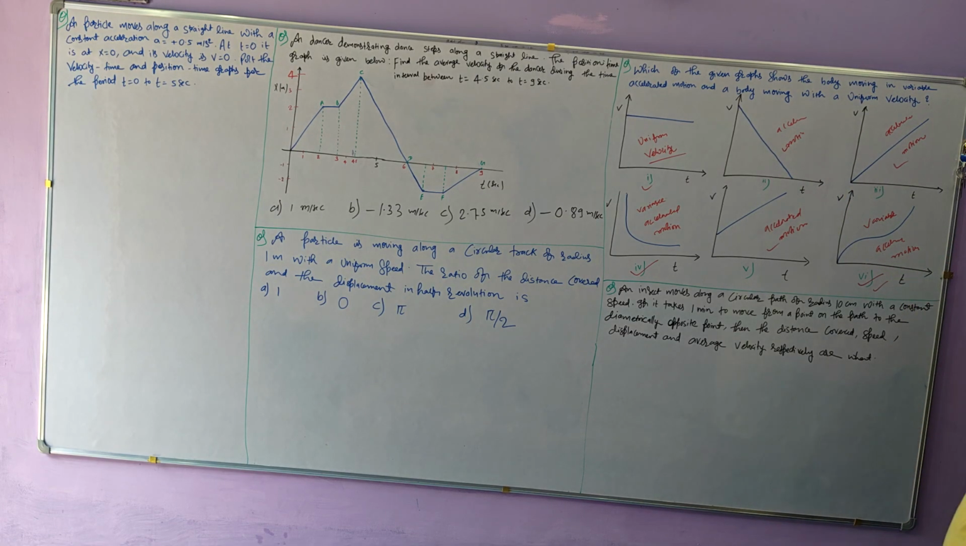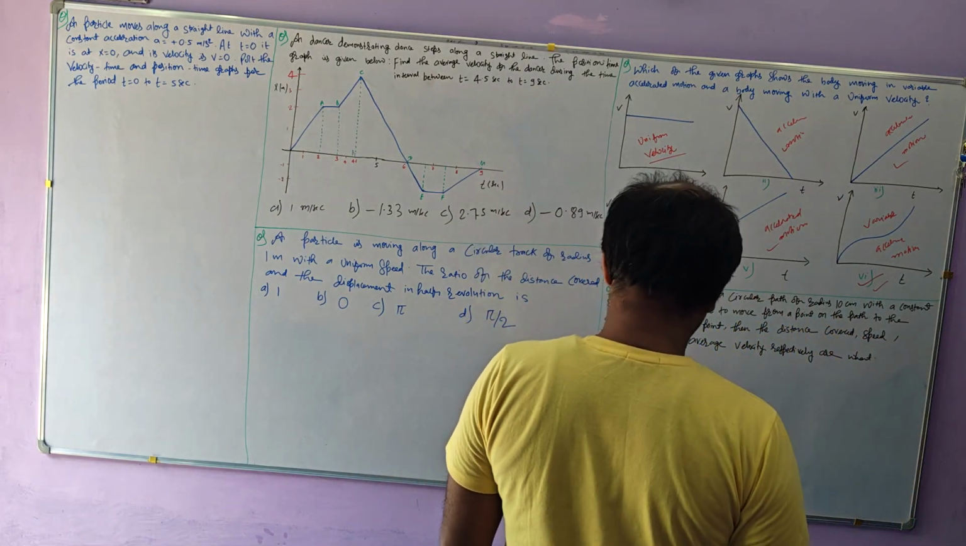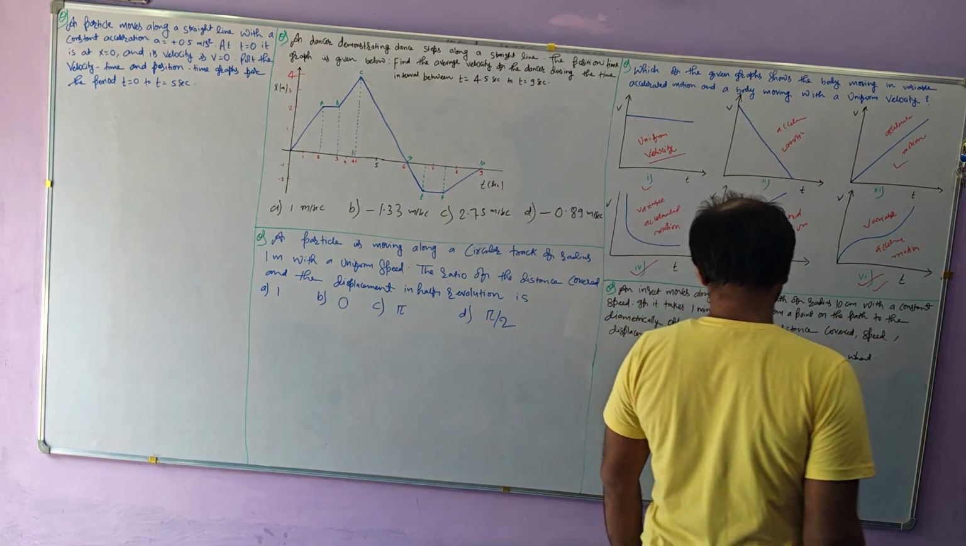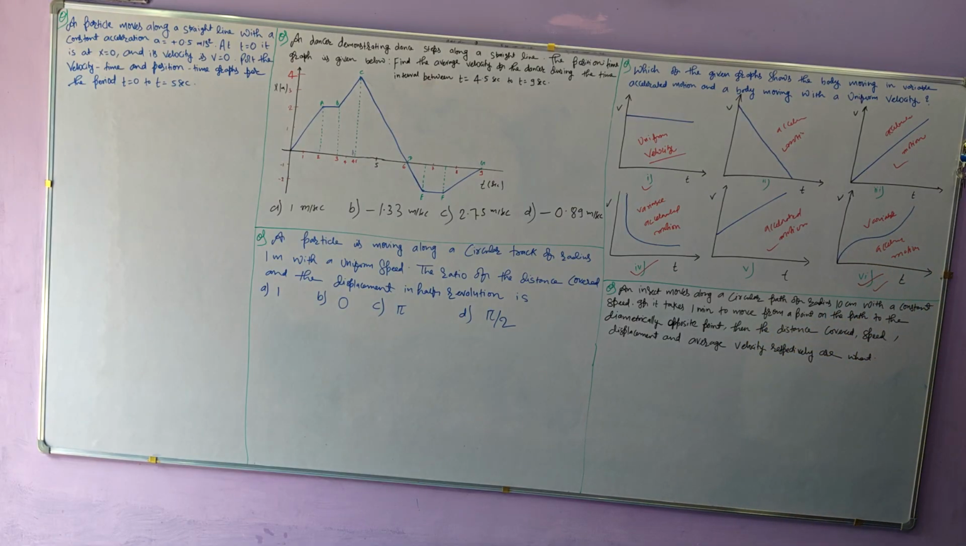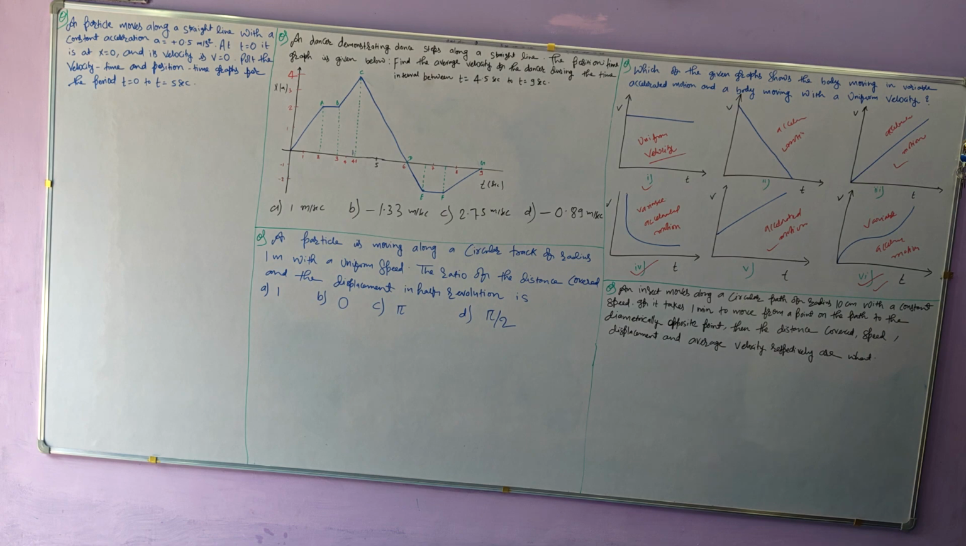So, another question. It has a decreasing slope, increasing slope, variable slope. It has also increasing slope, variable slope.